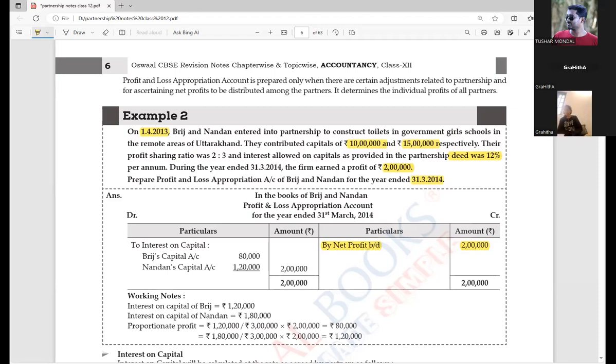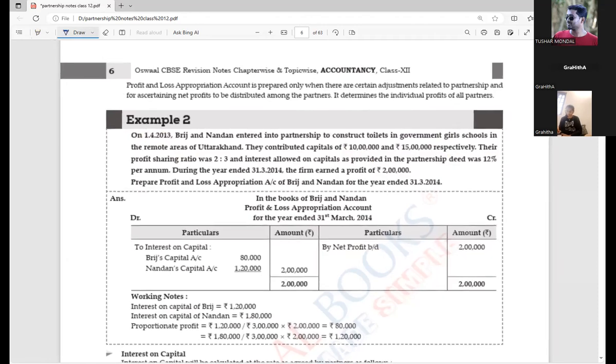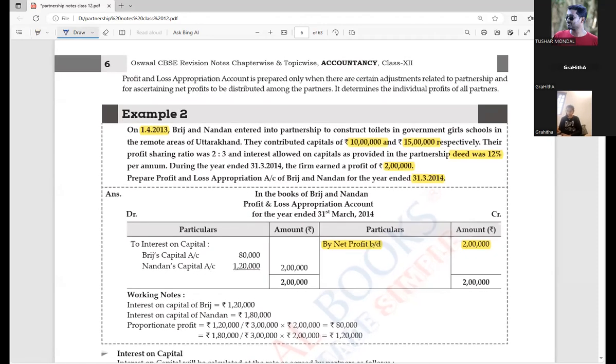Now I am calculating the interest on capital. If you calculate interest on capital for 10 lakh rupees at 12%, it will come to 1 lakh 20,000. Check once how to do that. Shall I go to the board?